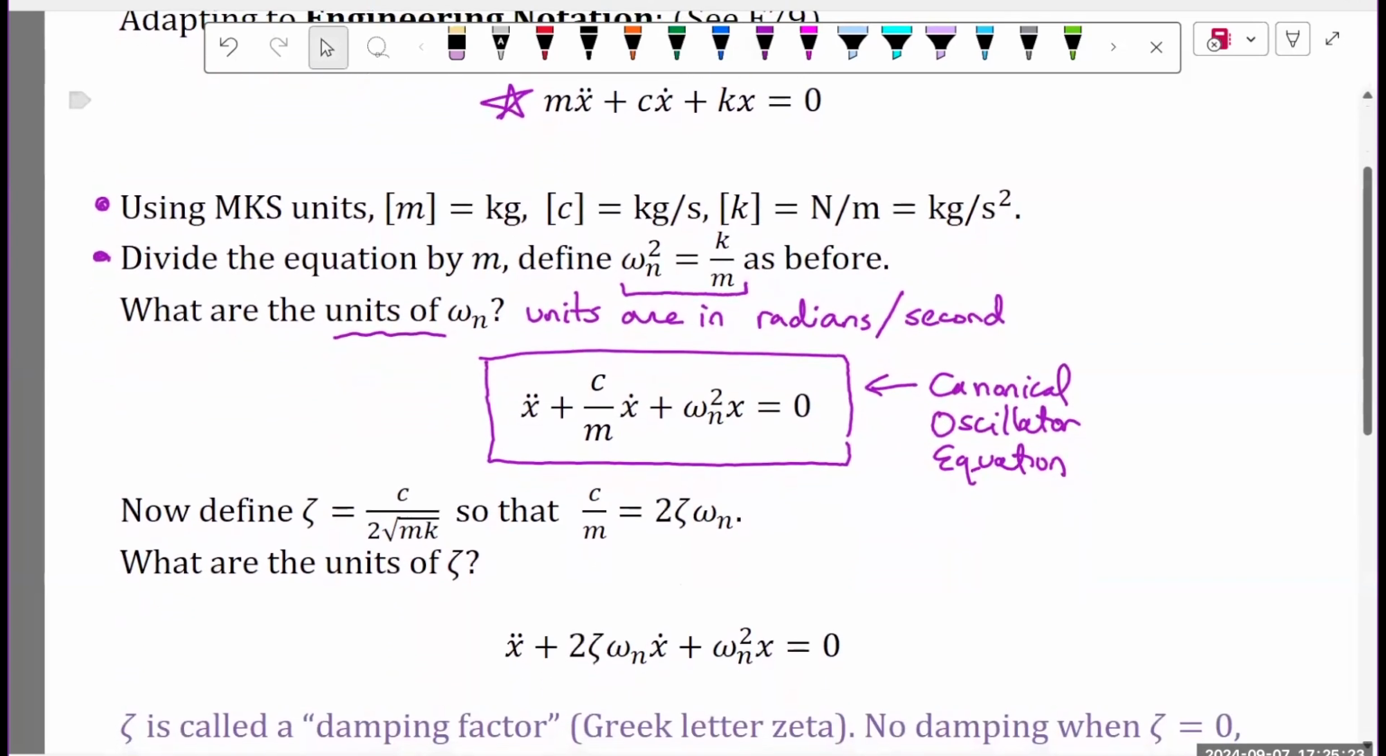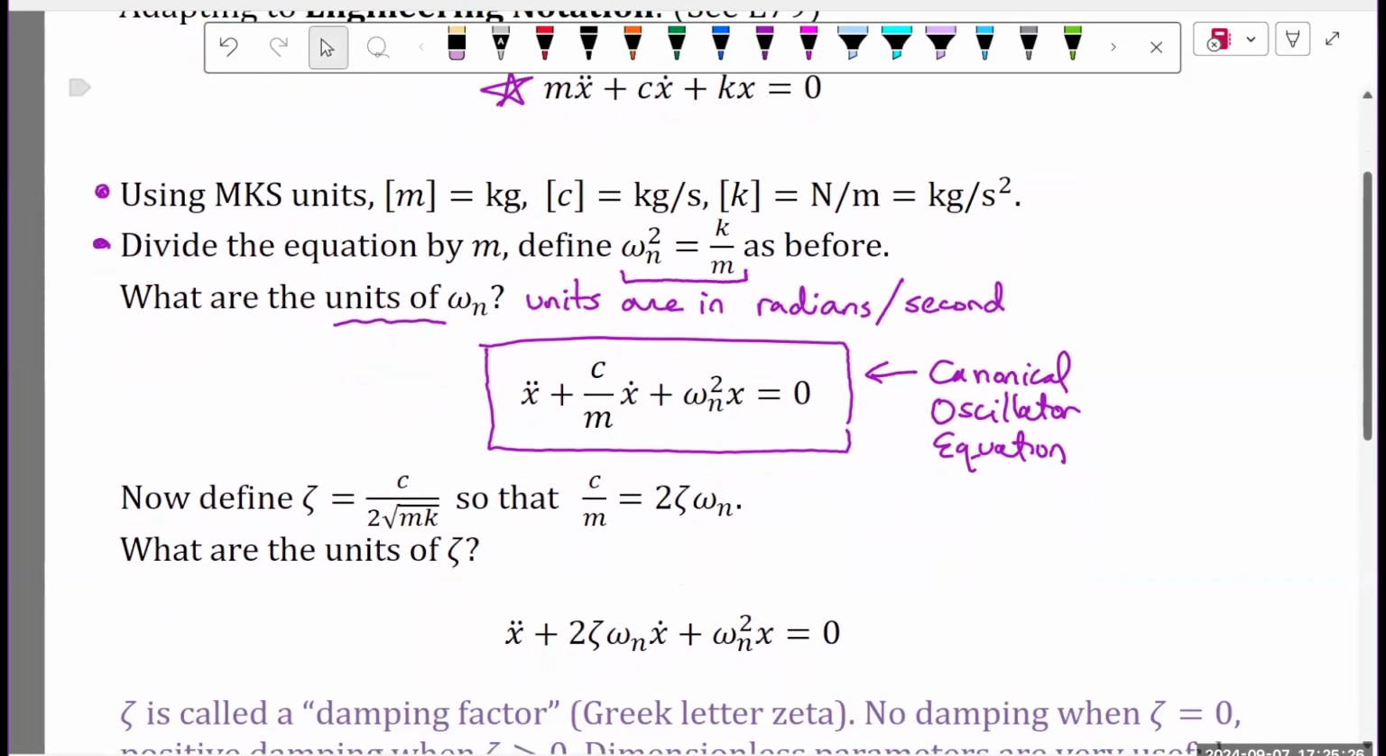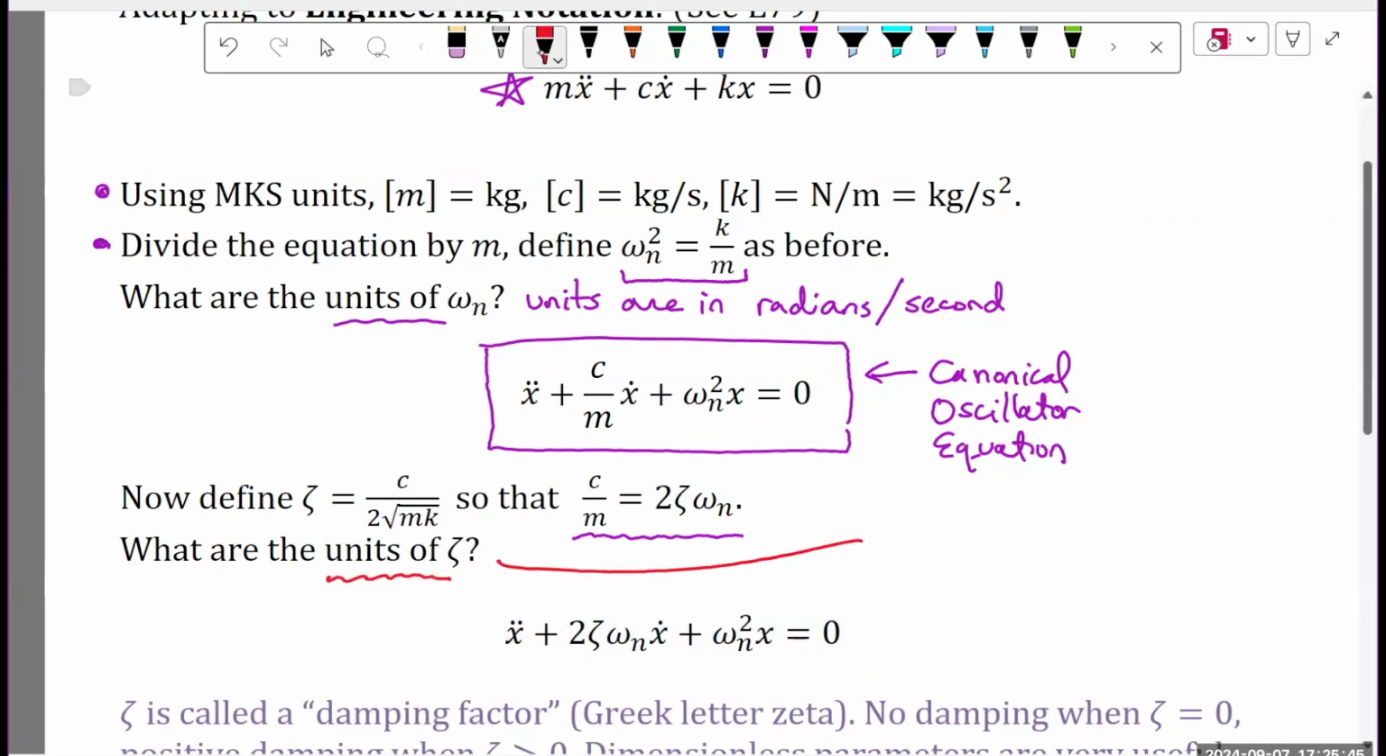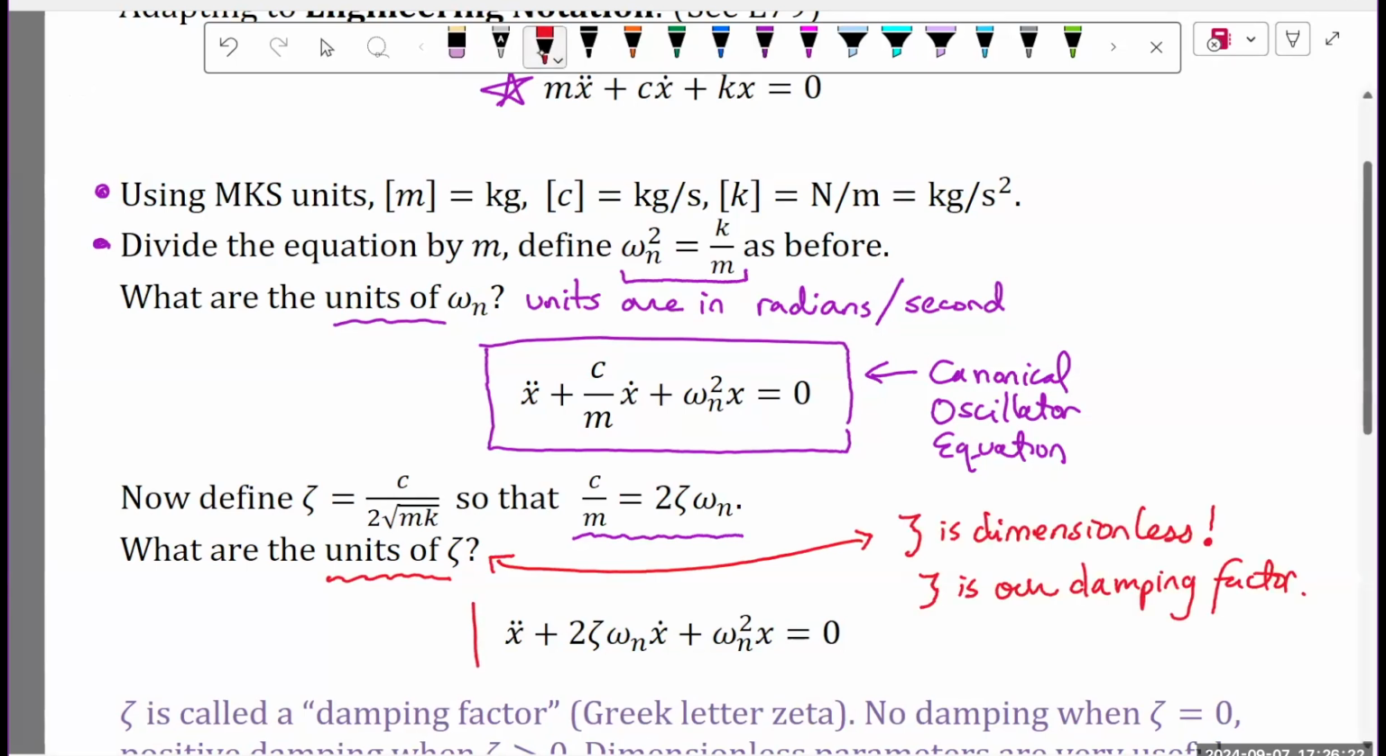Now we're going to define our term zeta to be c over 2 root mk, so that c over m is 2 zeta omega n. What now are the units of zeta? There's a reason zeta is written this way. Zeta has now become dimensionless. It is our dimensionless damping factor. So now we can write our oscillator equation in terms of zeta as follows. x double prime plus 2 zeta omega x prime plus omega squared x is 0.